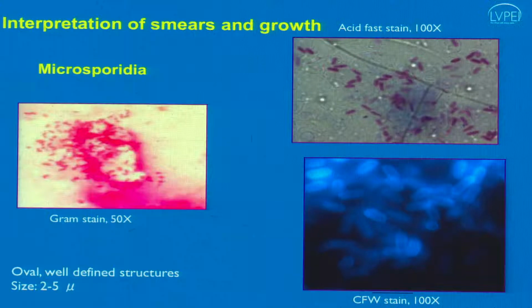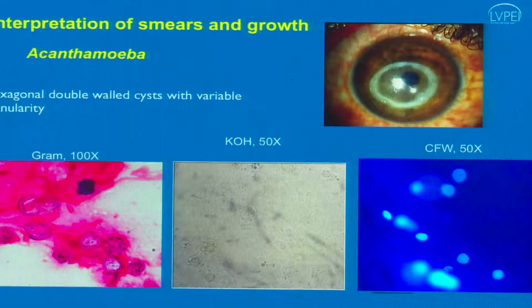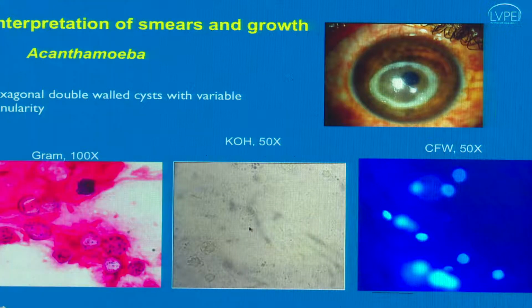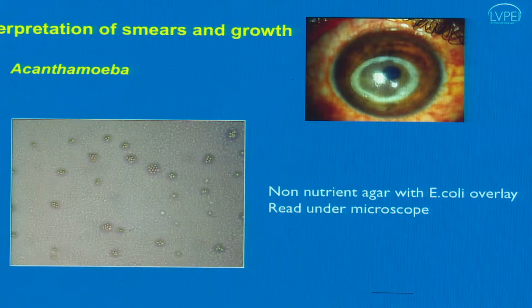Microsporidia causes keratoconjunctivitis or stromal infiltrates in the cornea. Acanthamoeba, we all know, needs to grow on non-nutrient agar, and the center slide is showing you the growth. This is from KOH, which is very, very difficult to recognize. It becomes very, very prominent in calcofluor white and Gram stain. On culture, this is what is on the culture. It is on the medium, the cysts of Acanthamoeba.